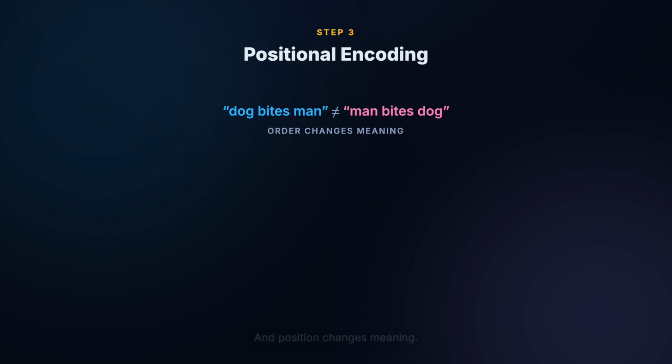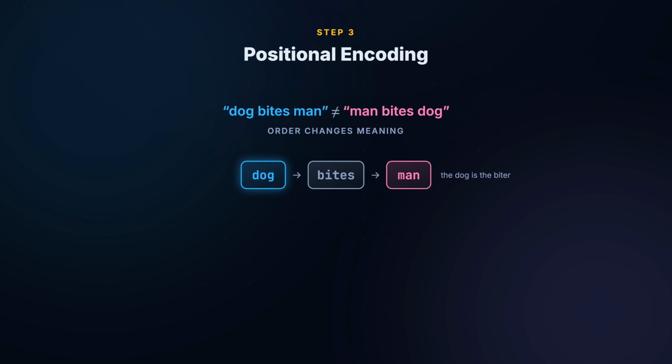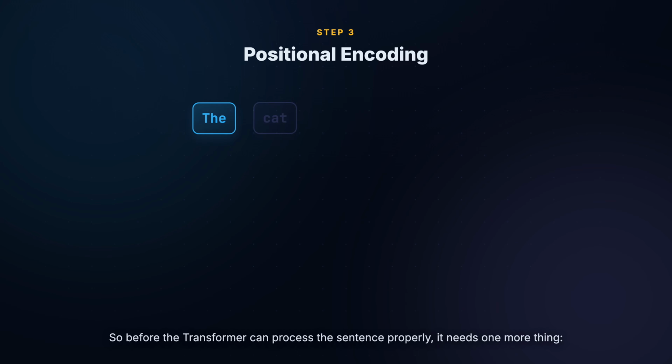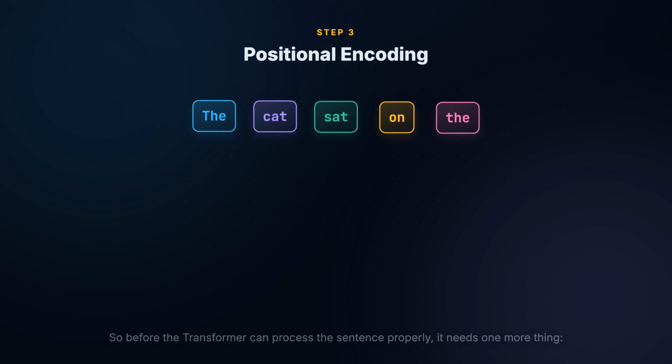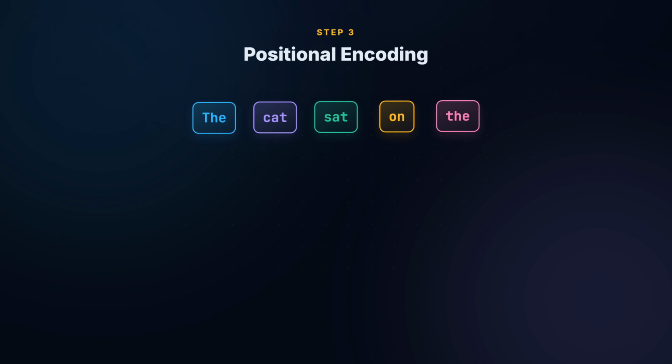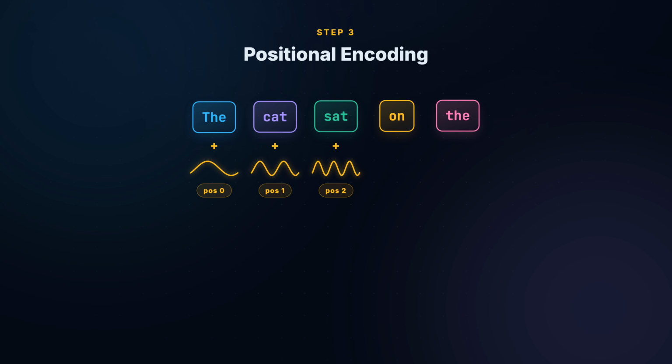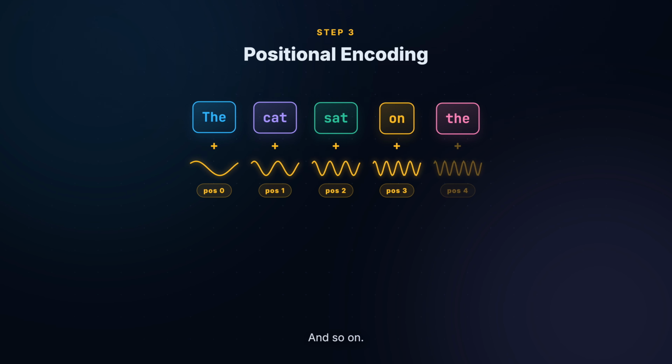And position changes meaning. Dog bites man, and man bites dog. Same tokens, different order, completely different meaning. So before the transformer can process the sentence properly, it needs one more thing: positional information. This gives each token a signal that says, I am first, I am second, I am third, and so on.